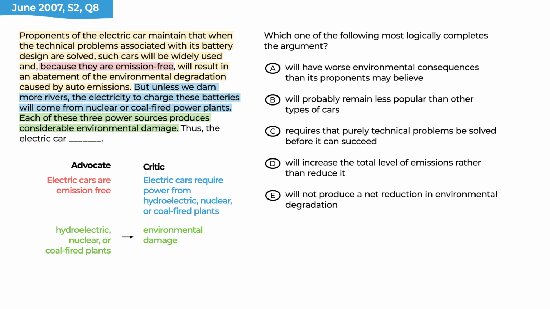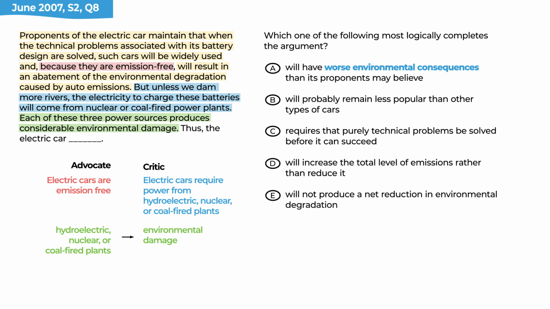Well, the words worse environmental consequences, we don't actually know that the environment is going to be worse off. But answer choice A is not saying that the environment will be worse off. It's saying that it'll be worse off than the proponents may believe, that the benefits won't be as great as they're suggesting. Well, they're suggesting that electric cars are going to result in an abatement of environmental degradation. It's going to be a reduction in it.